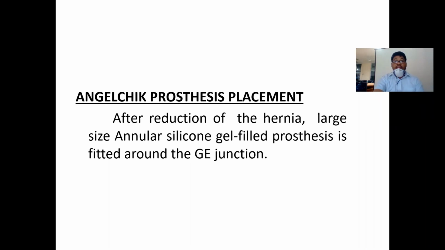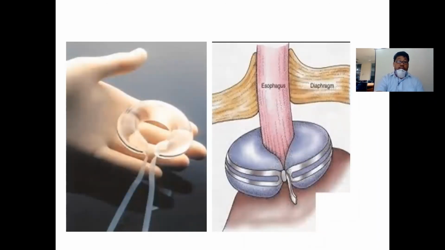Then we have the Angelchik prosthesis placement. Here after reduction of the hernia, a large annular silicone gel filled prosthesis is fitted around the gastroesophageal junction. So a prosthesis is available that is fixed around the GE junction. So this is the prosthesis. It is fit around the GE junction once the mobilization of the esophagus is complete. So this can be done.